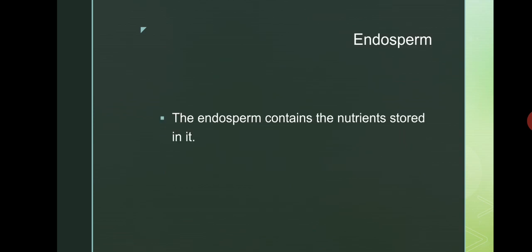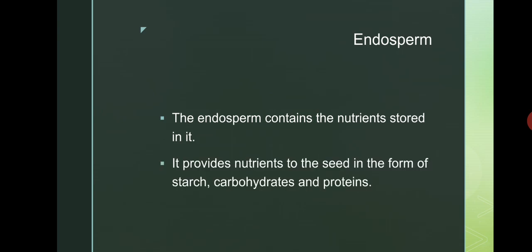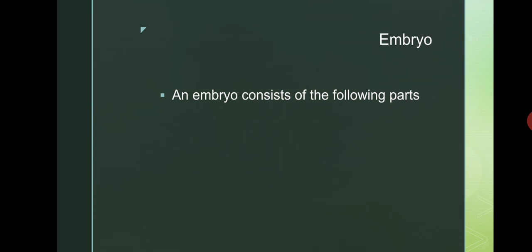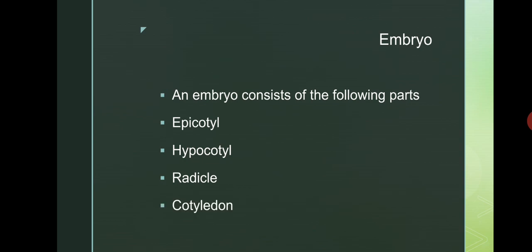Second, endosperm, that is the storage of food. The endosperm contains the nutrients stored in it. It provides nutrients to the seed in the form of starch, carbohydrates, and proteins. Third, embryo. Embryo consists of the following parts. What are the parts? Epicotyl, hypocotyl, radicle, cotyledon.